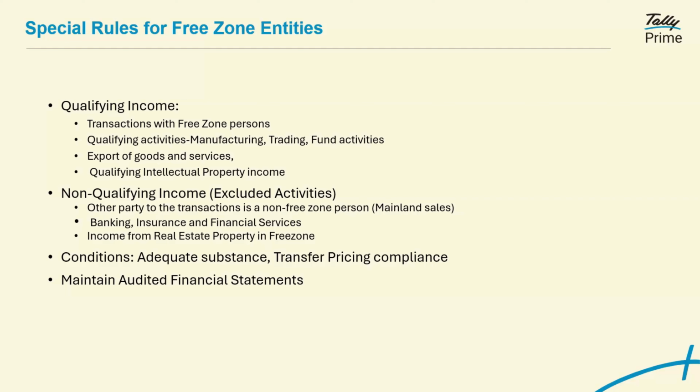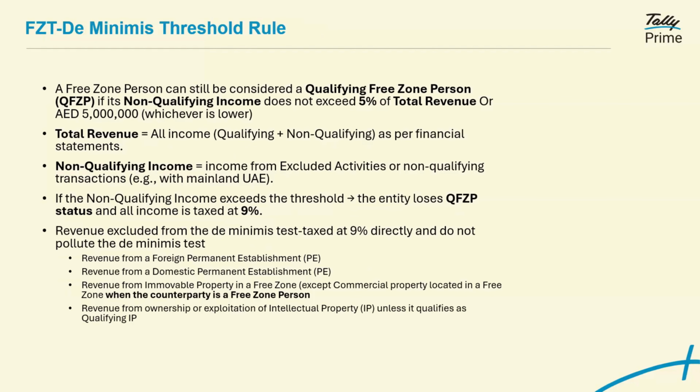But if at least 5% or more than 5 lakh annually, you generate revenue from activities other than qualifying ones, like banking, insurance, financial services, or real estate property in the free zone, all of this falls under non-qualifying. Then 100% of your company's revenue is now applicable for corporate tax. So the calculation is right here. As we mentioned, if any company generates annually 5% or more than 5 lakh, whichever is lower, from non-qualifying income, then 100% of your revenue becomes 9% applicable. This is specifically for free zone companies.